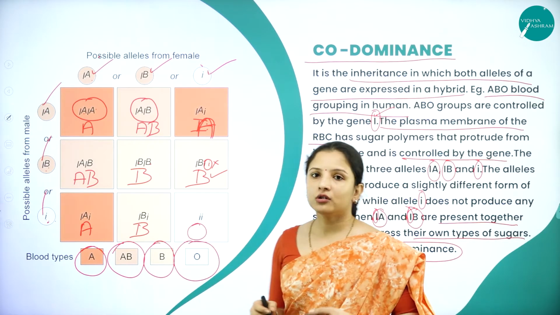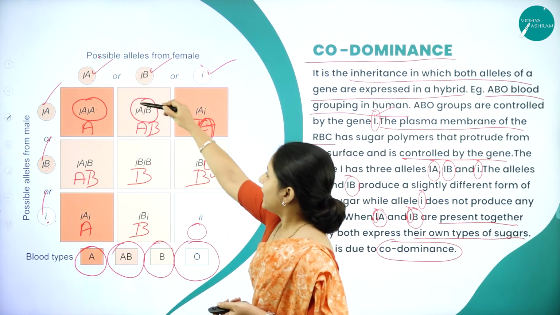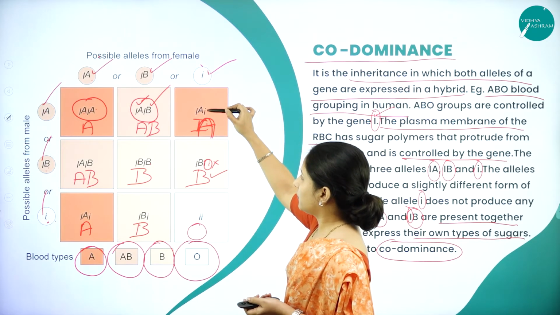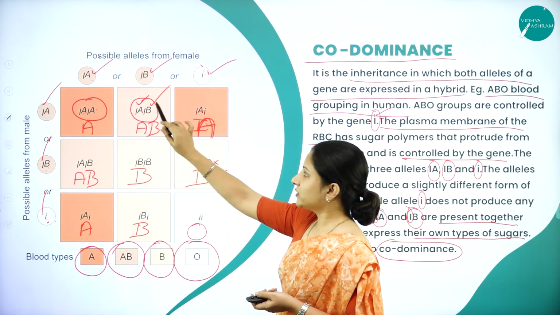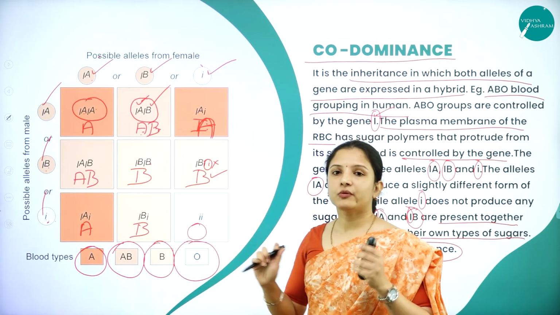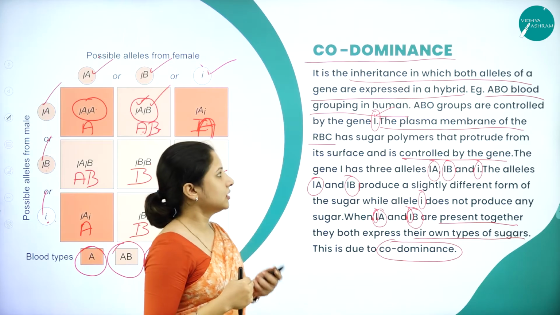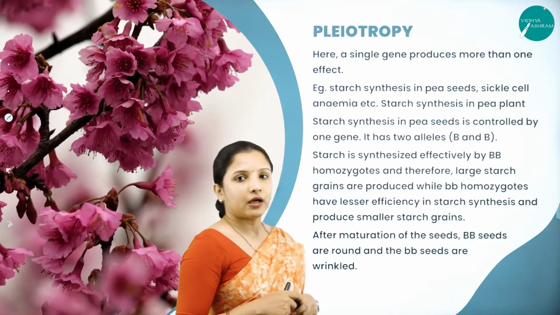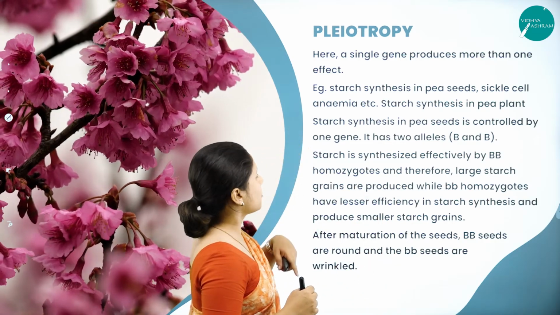So this is about codominance. Both the alleles are being expressed here. Only the recessive allele will not get expressed. But if both the alleles are dominant, both will get expressed separately. That is why it is called codominance. They are cooperating with each other, codominance. So next there is one more factor called pleiotropy.